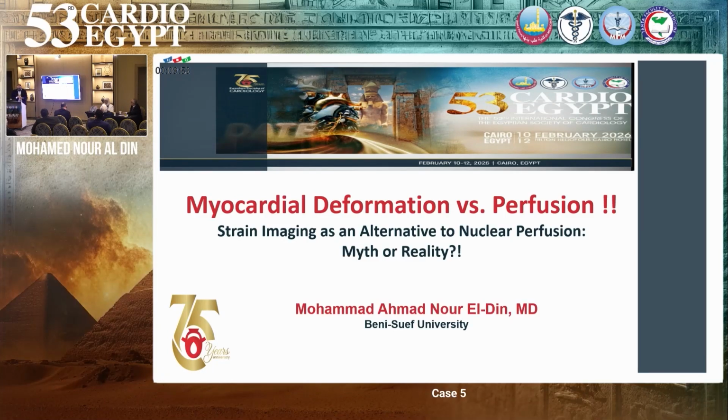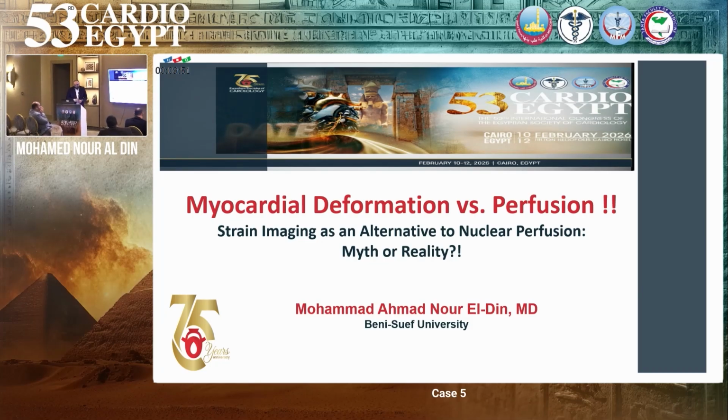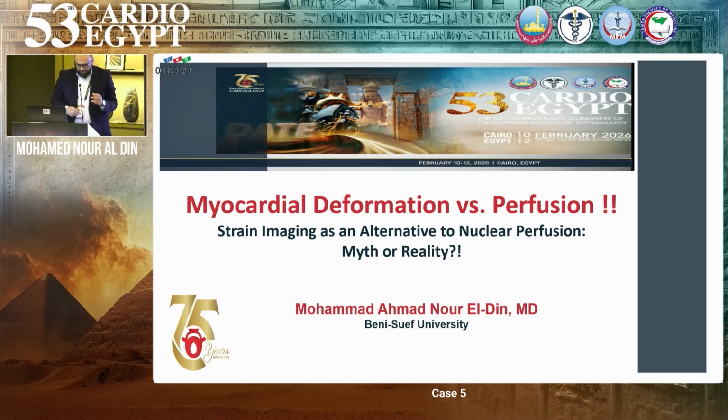I will present not just an interesting case, but a new scope for the diagnosis of ischemic heart disease. The question here is myocardial deformation versus perfusion. Can strain imaging be an alternative to nuclear perfusion? Is this myth or reality? Do you need an answer?